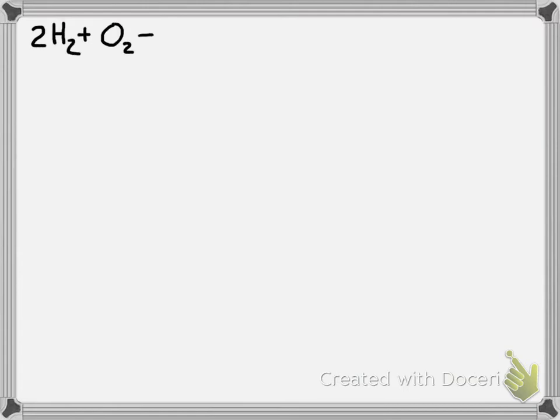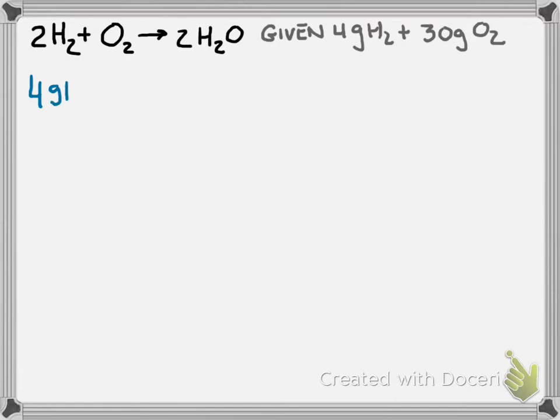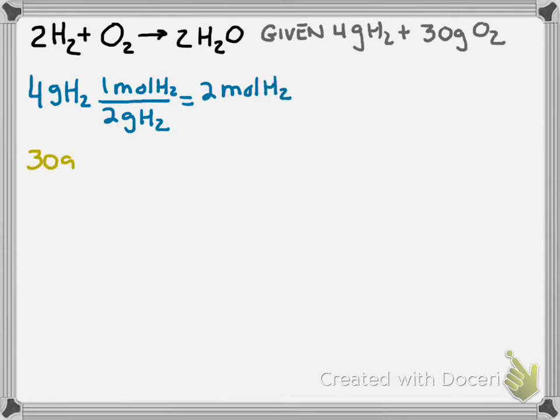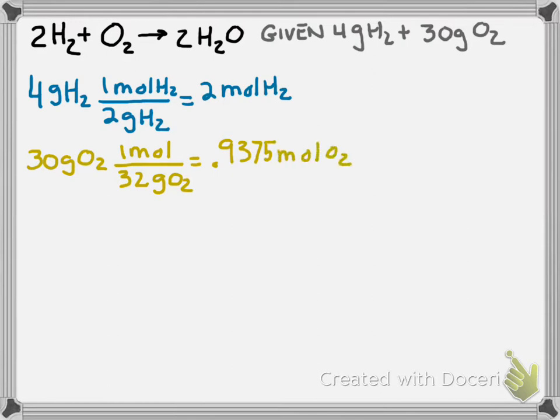Okay. So let's take a look at a slightly more complex problem. In this example, we are given 4 grams of hydrogen and 30 grams of oxygen. The first step is to convert from grams to moles. We do that like we always do, and you'll see that we have 2 moles of hydrogen. Likewise, we convert 30 grams of oxygen into moles, and that turns out to be just under 1, so 0.9375 moles of oxygen.